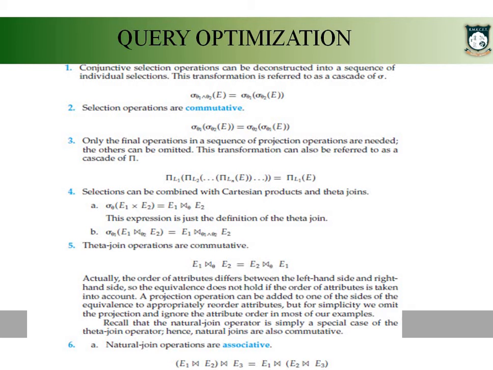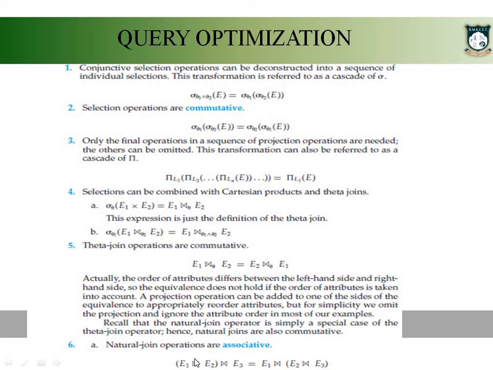Okay, so this is one rule. And you have one more rule related to the same theta join, that is, performing theta join and then performing selection. Instead of that, perform the selection operation first, then perform the theta join with another relation. Okay, so this is another rule. Then you have one more rule: theta join operations are commutative. It means that instead of performing E1 theta join E2, you can also perform E2 theta join E1.